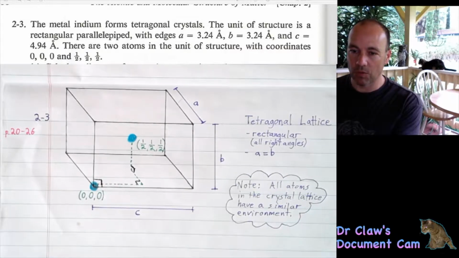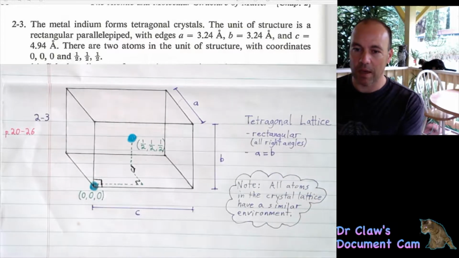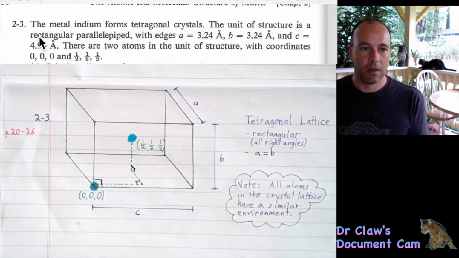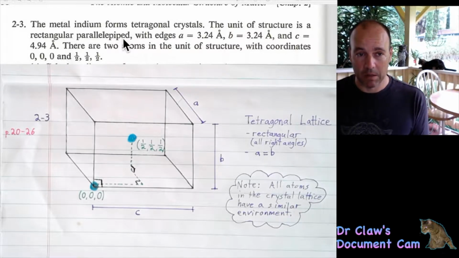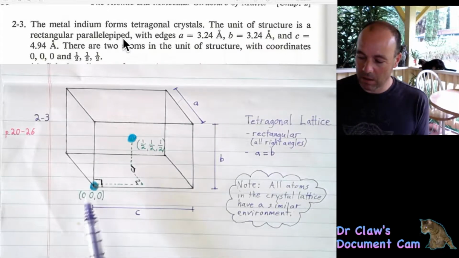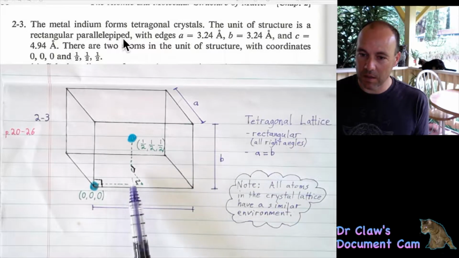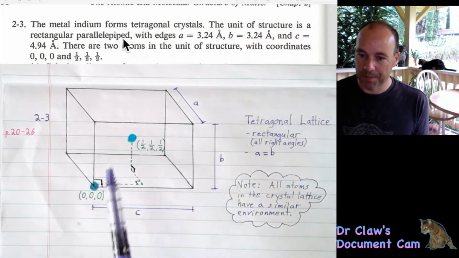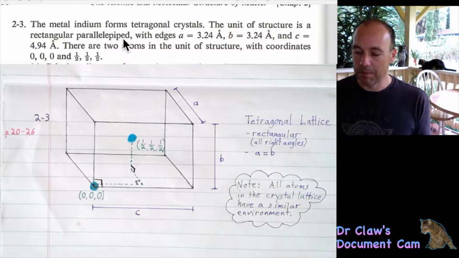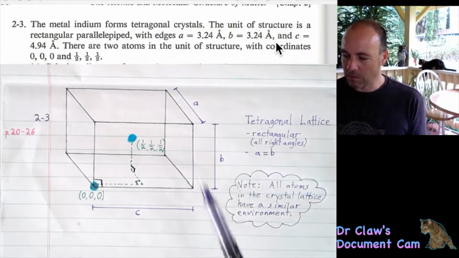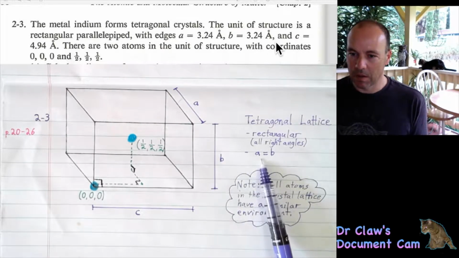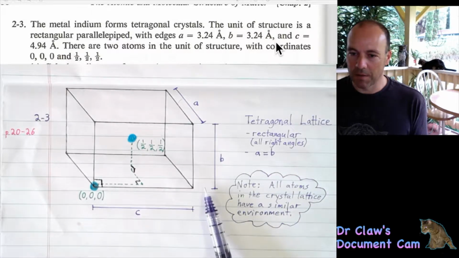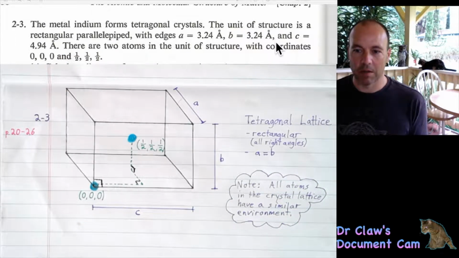Now, a tetragonal crystal is a rectangular parallelepiped, which means that it's all right angles. All of these faces are at right angles to one another. But it's not a cube. Two of the edge lengths are the same. So A and B are the same, but C is different. And in this case, C is a little bit longer, 4.94 angstroms.